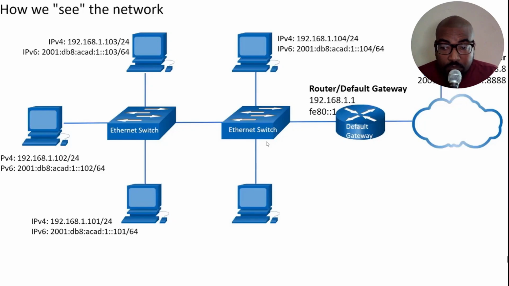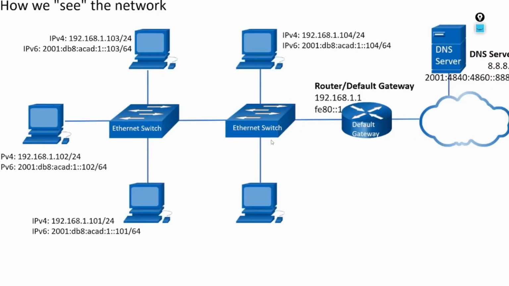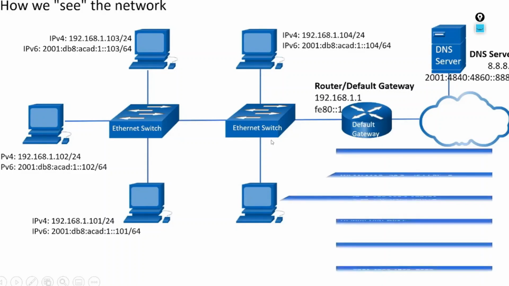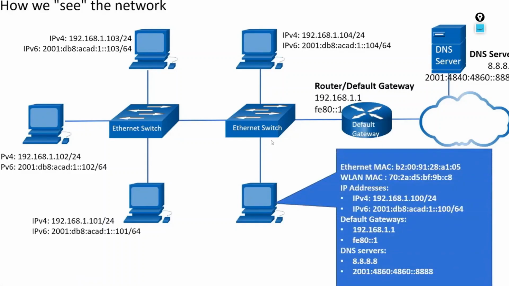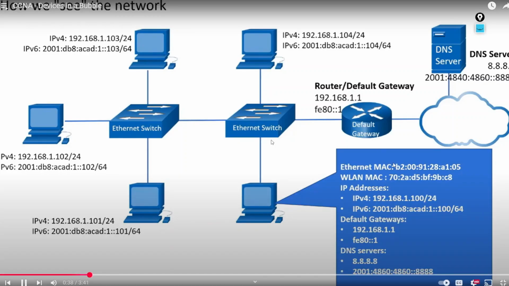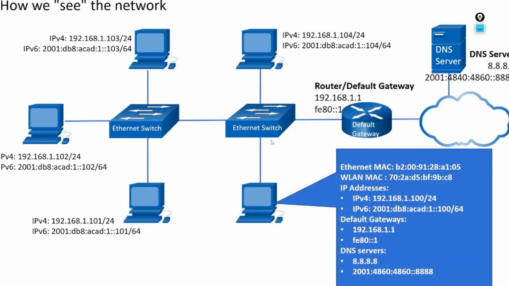This is how we see the network. Using topology diagrams, we can see the devices in the network, including end devices, such as desktops and servers, and intermediary devices, such as switches and routers. These diagrams may also contain detailed information about a device, such as the MAC address of the Ethernet and wireless NICs, IP or Internet Protocol address information, default gateway addresses, and addresses for the DNS server. By the way, don't worry about what these terms and addresses mean right now.